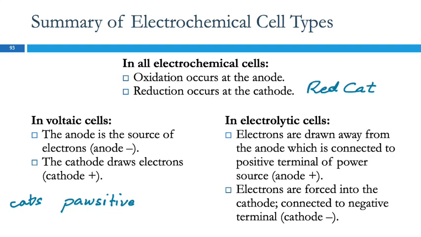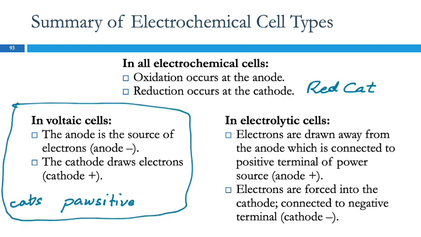right? In the electrolytic cell, things are going backwards. The electrons are drawn away from the anode, so the anode is positive, and the electrons are being forced into the cathode, and so the cathode is negative. So remember this part, and this is opposite.